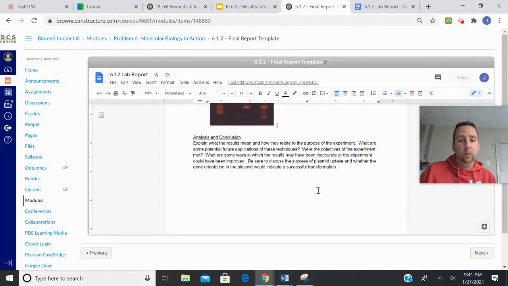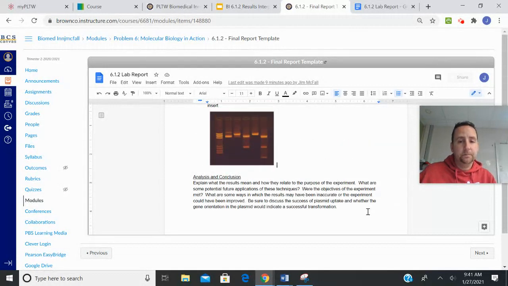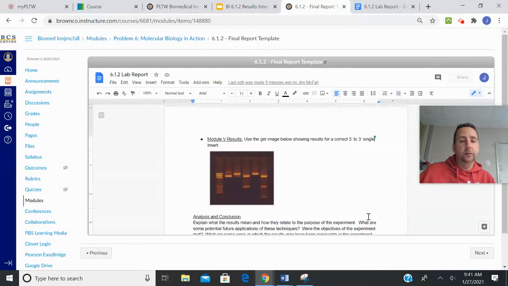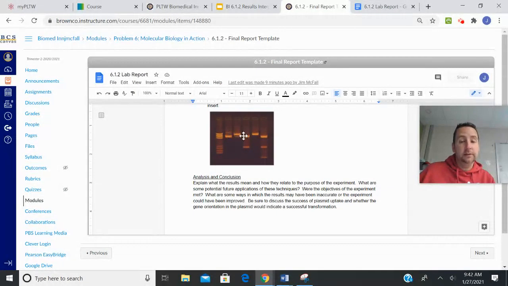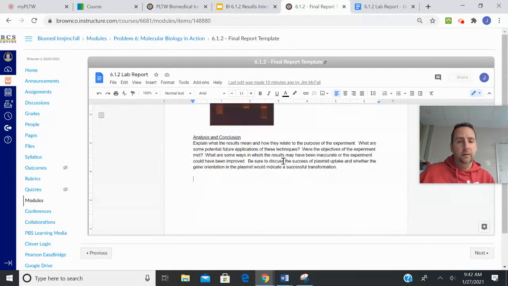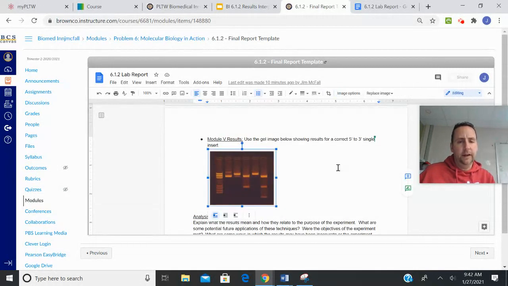So one of the things is going to be talking about the gene orientation, okay, and how you know that if you get these results, how do you know that these results show that it's in the correct orientation, 5' to 3', that it's not reversed 3' to 5', or that it's not double digested. So make sure you have that information included in there.